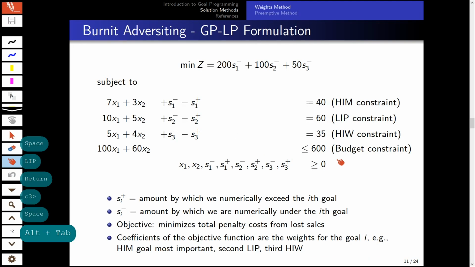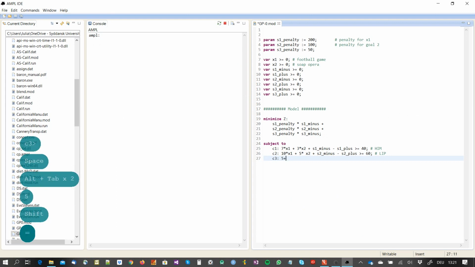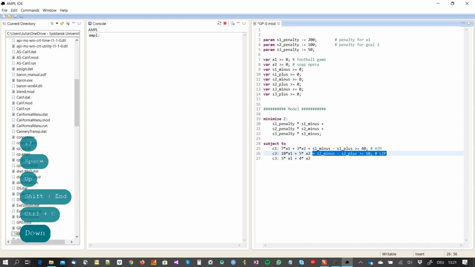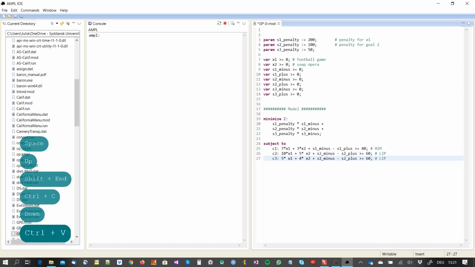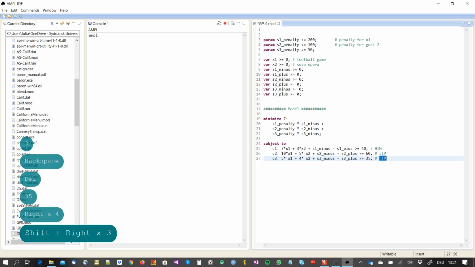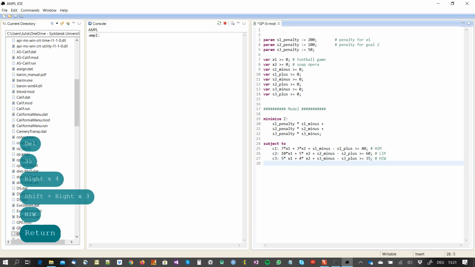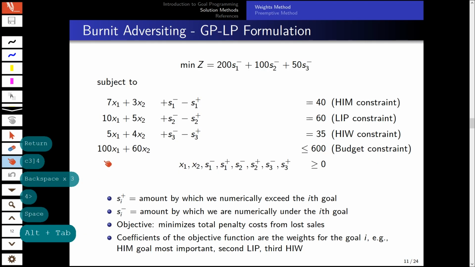And the third constraint, also given here, is 5x1 plus 4x2. So 5 multiplied by x1 plus 4 multiplied by x2, and the derivational variables for the third constraint, and this should be larger or equal to the 34,000 high-income women that we want to reach. And the fourth constraint is the budget constraint, given as follows: 100 x1 plus 60 x2 is smaller or equal to 600.